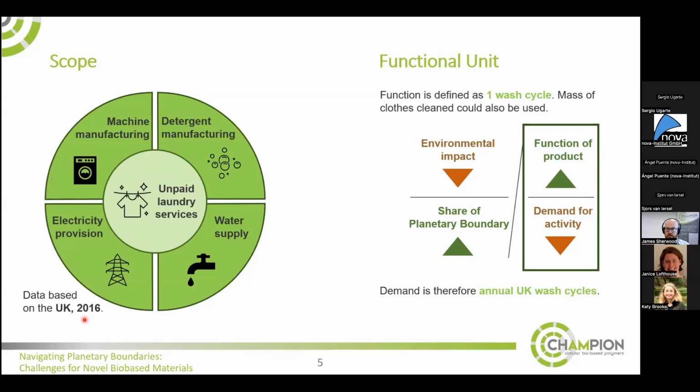The function of the washing machine is to wash clothes. We're going to use a functional unit, in LCA speak, of one wash cycle. So everything's scaled down to one wash cycle. Technically, it should be the amount of clothes washed. If you put more clothes in the washing machine, you get better function for the same environmental impact, which would be the amount of water, say, that is used in the wash. So although we're going to say wash cycles, think of it as a standard wash cycle, about 7 kilograms. And if we're talking in wash cycles, then demand is annual wash cycles, so UK wash cycles per year.